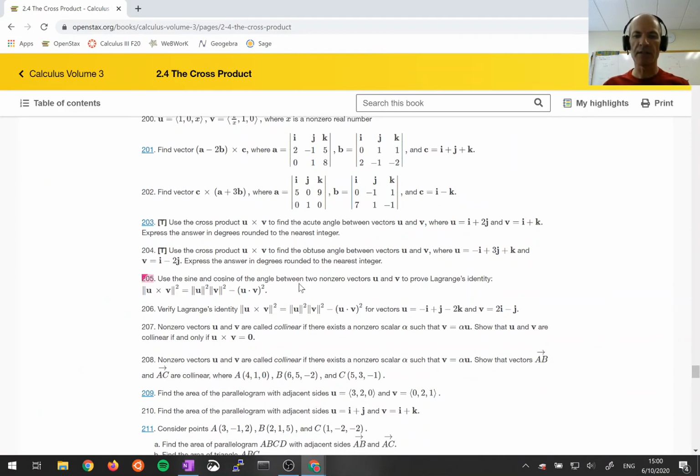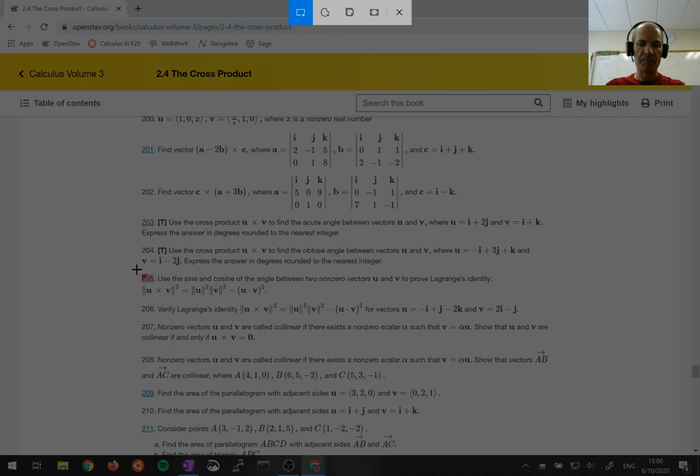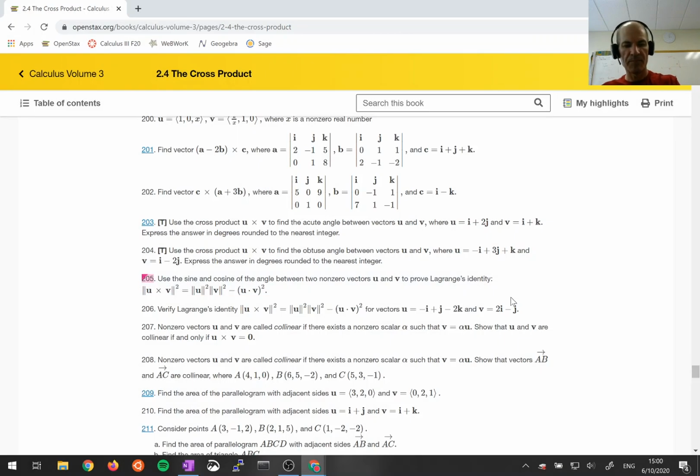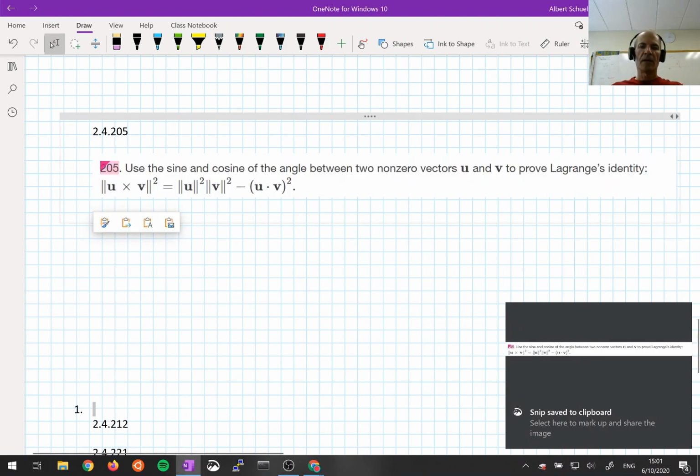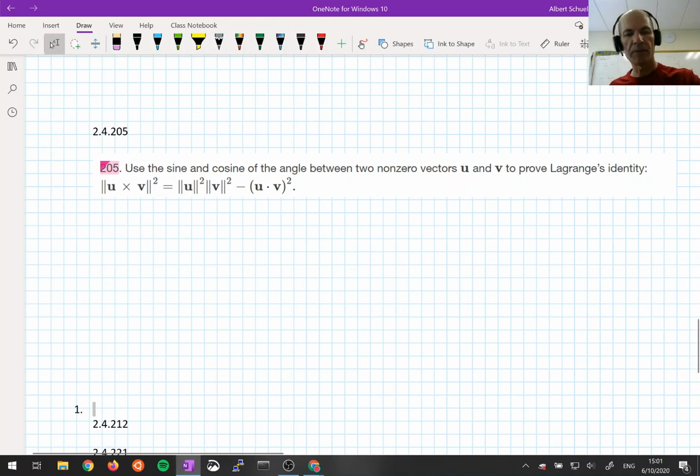205. Use the sine and cosine of the angle between the two non-zero vectors, u and v, to prove Lagrange's identity. So this is a proof style problem. And what are some of the things that we know? I'm going to do this problem really quick, and it's going to seem like, how the heck am I supposed to know how to do that? I don't want to belabor the point, but what you want to do is write down lots of facts, things that you know, and see if anything rings a bell.